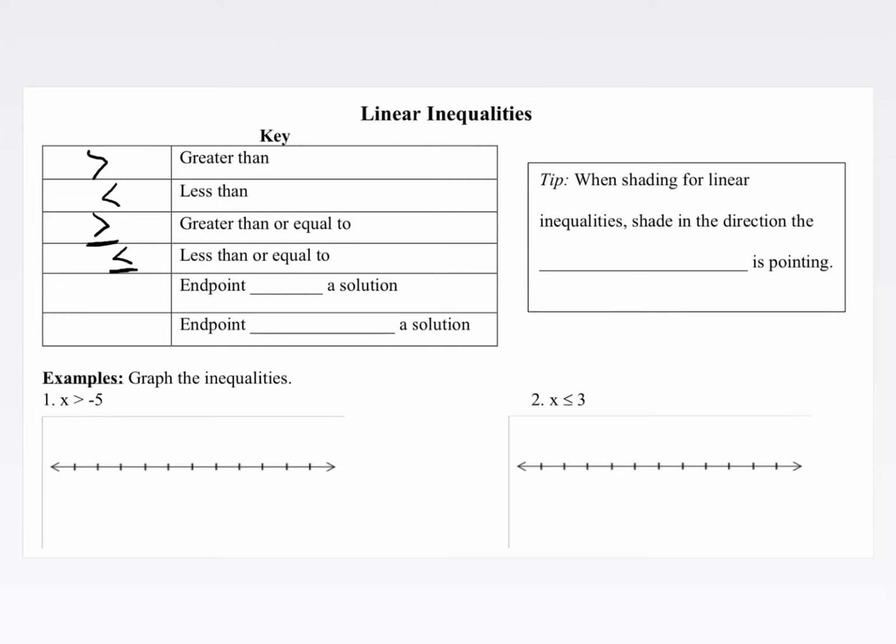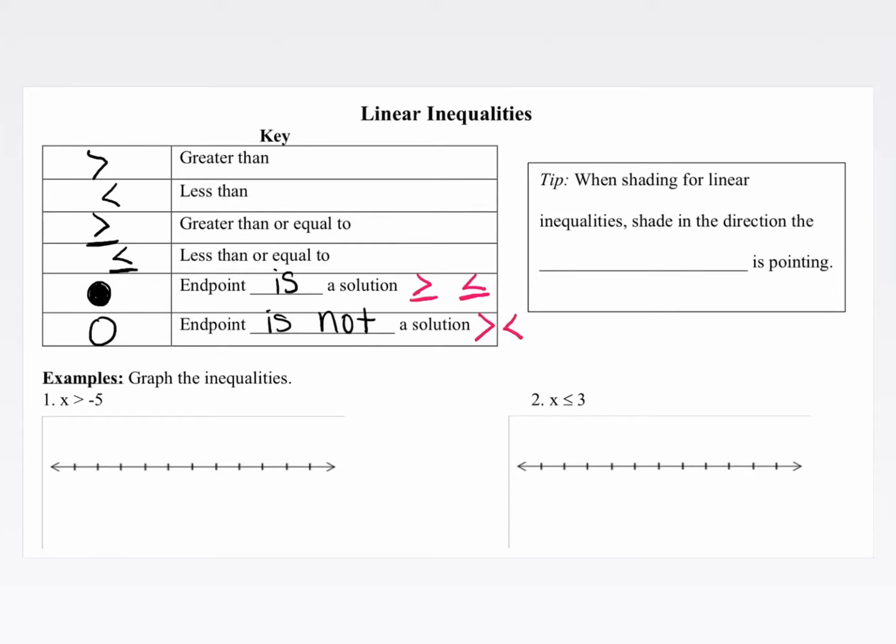If something has a closed circle, then that means the endpoint is a solution. We find that the endpoint is a solution when we deal with either the greater than or equal to, or the less than or equal to. So whenever we have that horizontal bar that indicates or equal to, that endpoint could be a solution. On the other hand, we have an open circle when an endpoint is not a solution. We see this with strictly greater than or strictly less than.